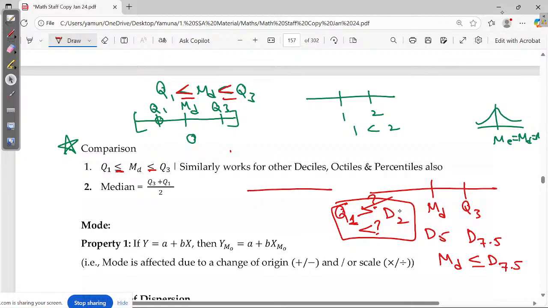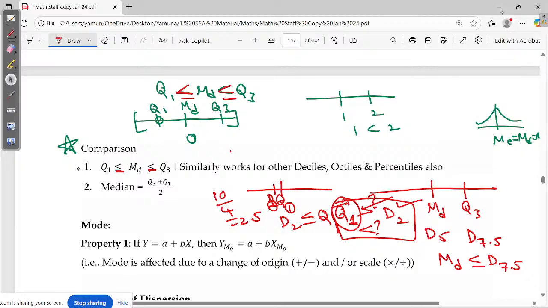When you draw the line, what is D2? What is a decile? The whole divided into 10 parts. When you divide for 4, which means for quartiles, 10 divided by 4 is 2.5. What is quartile 1? 2.5. So quartile 1 will be here and D2 will be very close but smaller, because D2.5 only is quartile 1. So D2 is less than or equal to Q1. You should not check whether 2 is bigger or 1 is bigger. D2 is less than quartile 1.